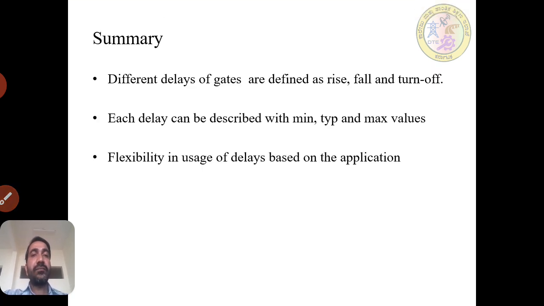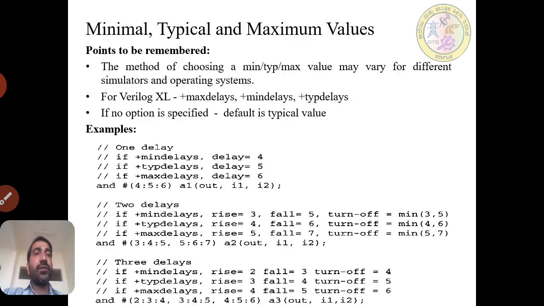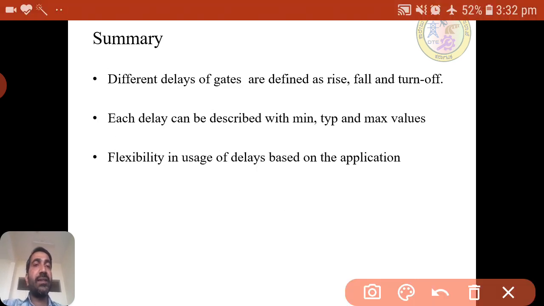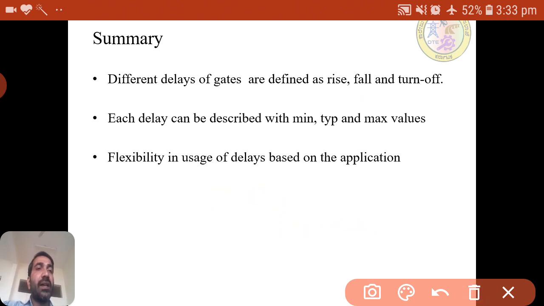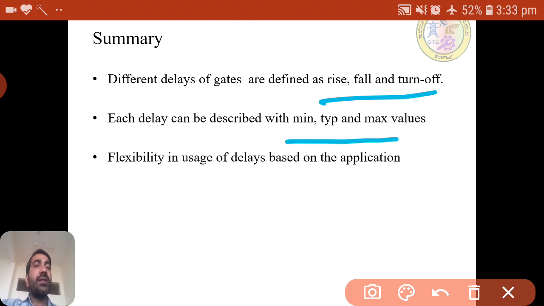So in this session we have seen the different delays of gates, that is rise, fall and turn off. We have defined what those are: rise is from any value to 1, fall is from any value to 0, and turn off is from 1 to high impedance or 0 to high impedance. So we call them rise, fall, turn off. Each one we can represent with minimum, typical, maximum values that the designer will give for each particular gate.